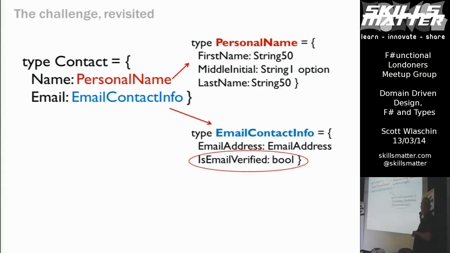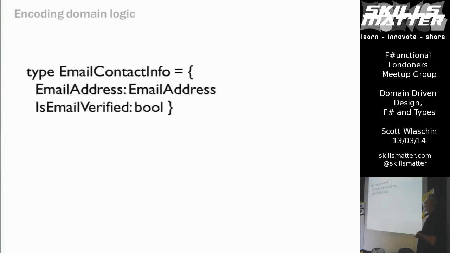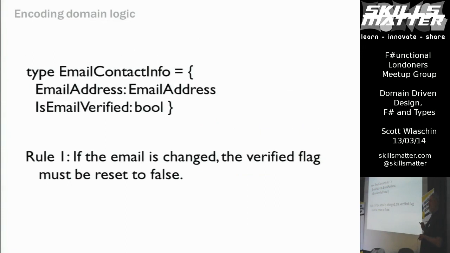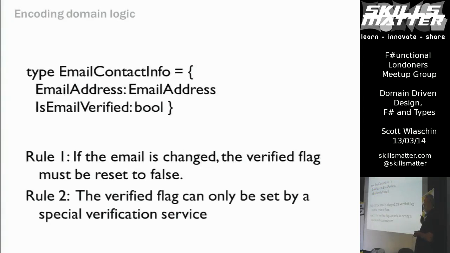This last thing, is the email verified? Okay, that's worth going into in a bit more detail. So there are some rules around this. If the email is changed, then the verify flag has to be set to false. And the verify flag can only be set by a special verification service. I don't want anyone to be able to set it because that's a security hole. Well, maybe not a security hole, but it's not right. The only way you should be able to set that flag is if you're a special service that has permission to set that flag.